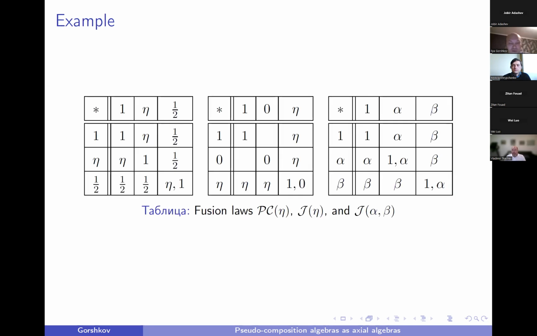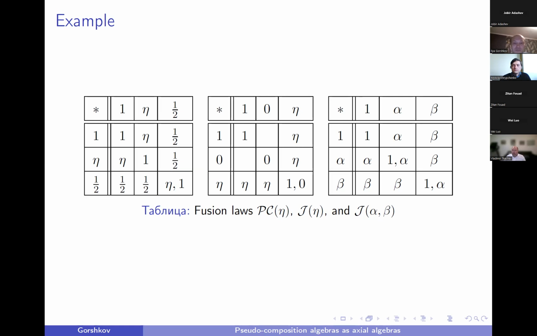Any examples of fusion law? The first fusion law is a fusion law of pseudo-composition type eta. Here our subset of the field includes three elements: 1, eta, and 1/2, and at the intersection of 1/2 and 1/2 we see eta, 1. It signifies that 1/2 cross 1/2 is equal to the set which includes two elements, eta and 1.